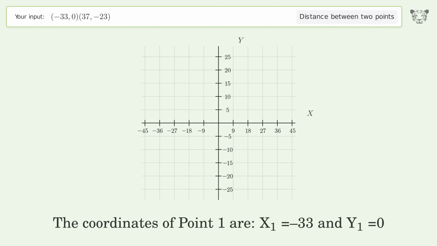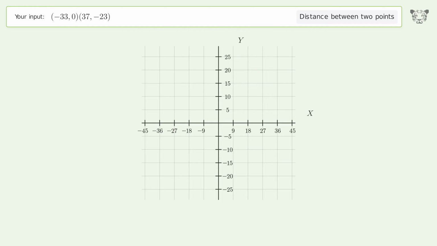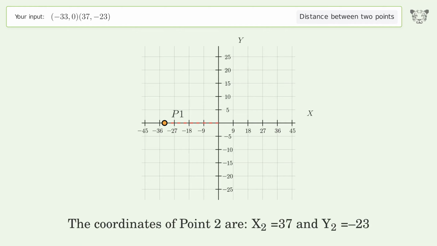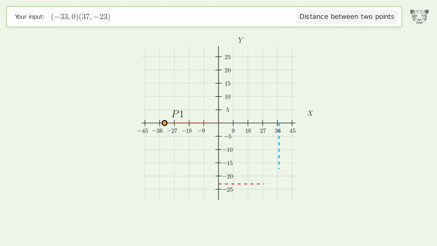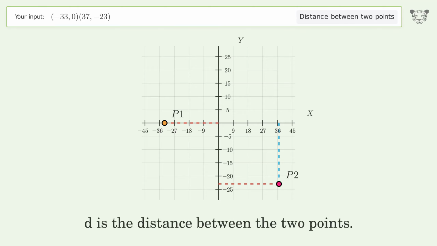The coordinates of point 1 are x1 equals -33 and y1 equals 0. The coordinates of point 2 are x2 equals 37 and y2 equals -23. D is the distance between the 2 points.